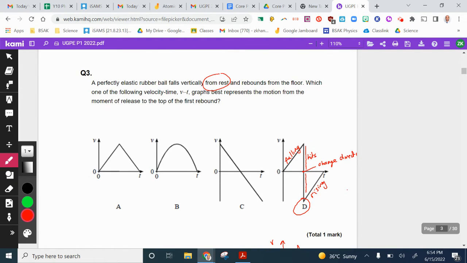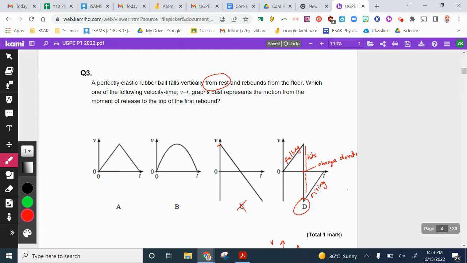Question 3. A perfectly elastic rubber ball falls vertically from rest. Okay, so we'll look at this statement shortly, but when it starts from rest, it means it starts off at zero speed, zero velocity. So part C is out of the question straight away because it starts off with a finite velocity. So that's wrong. And rebounds from the floor and moves back up.